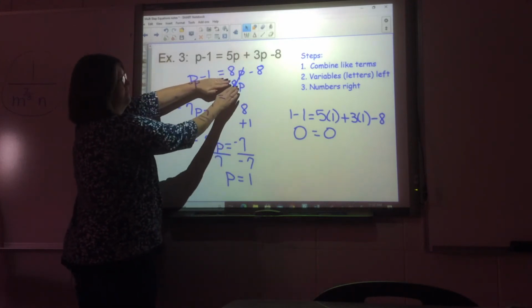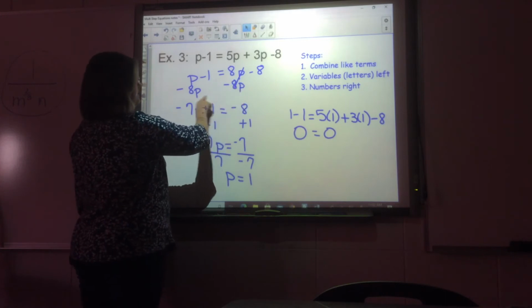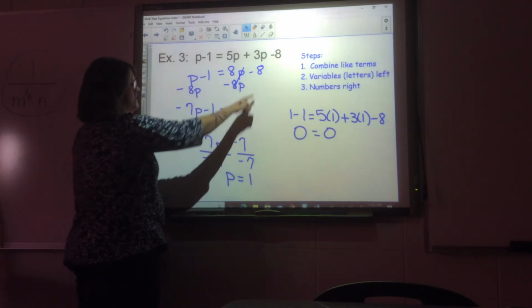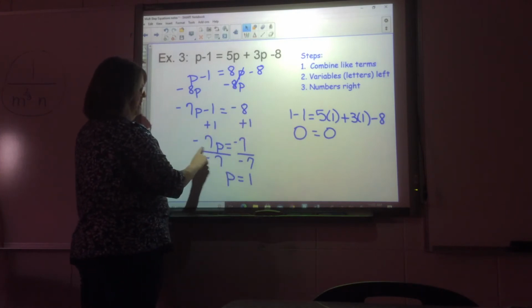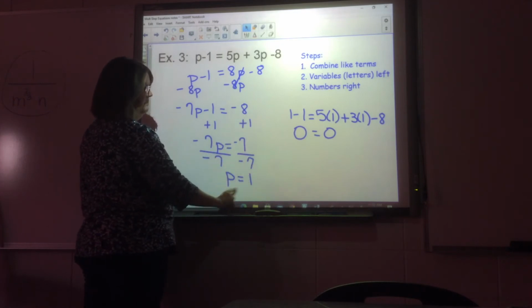Now this looks like the problem that we just did, the second problem. I'm going to move this variable to the left. That's going to become negative 7p minus 1 equals negative 8. Add 1 to both sides, and negative 7p equals negative 7. Divide by negative 7, and p is 1.